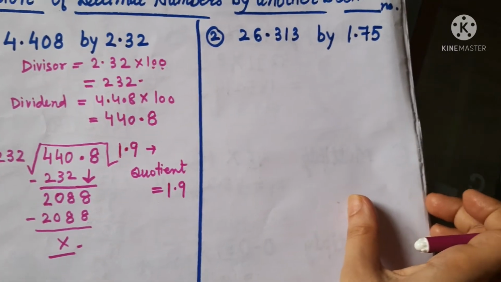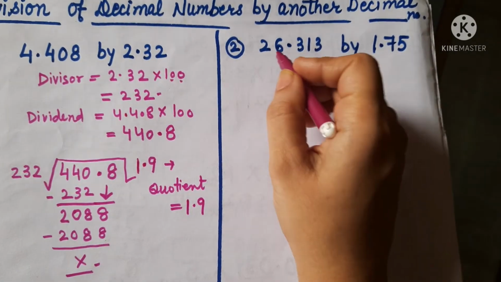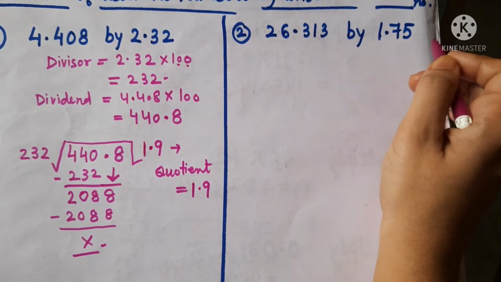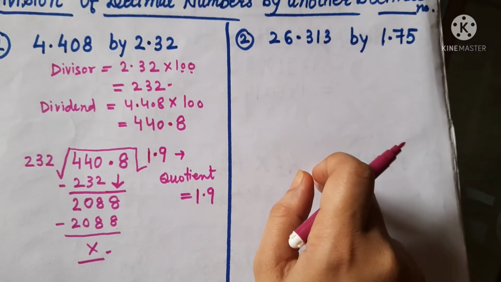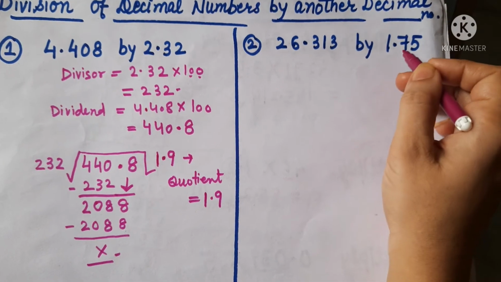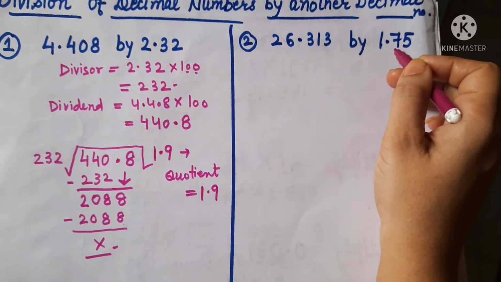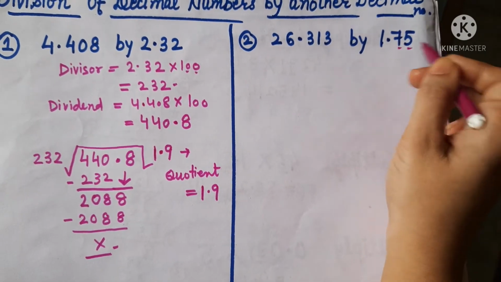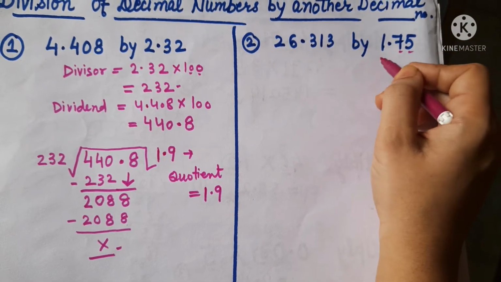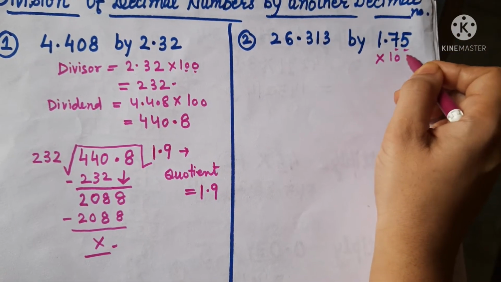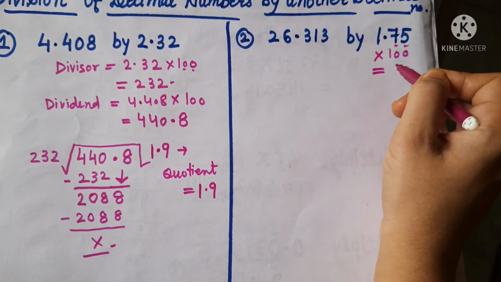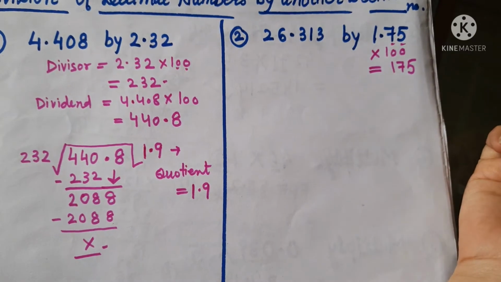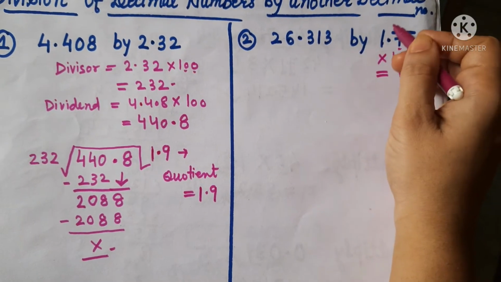Let's do another example. 26.313 by 1.75. As I told you, first we have to make the divisor a simple number, meaning a whole number. Here are the 2 digits we have to shift. What we will do? We will multiply it by 100. So our divisor will be 175, meaning we have made this a whole number.